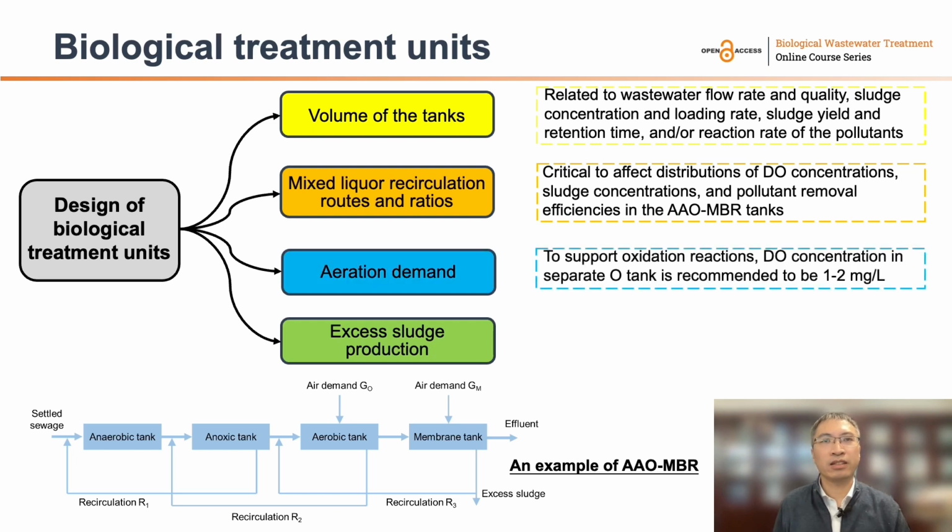For the aeration demand, microorganisms in the aerobic zone require oxygen for BOD degradation and nitrification, because these are oxidation reactions. The DO concentration in a separate aerobic tank is recommended to be 1 to 2 milligrams per liter. If the aerobic tank is integrated with the membrane tank, part of the DO can be supplied by the aeration for membrane scouring.